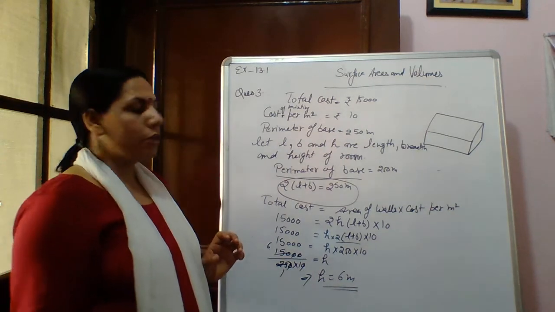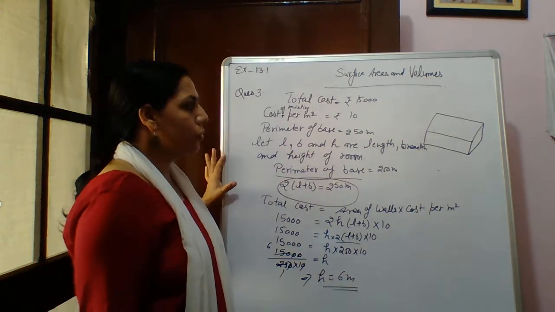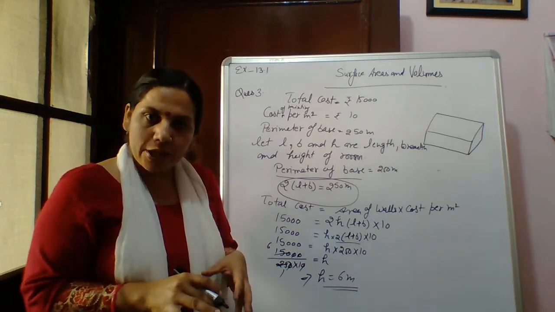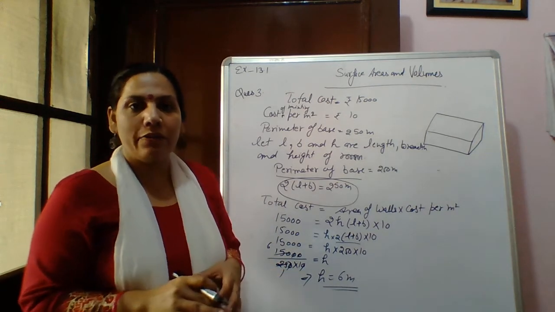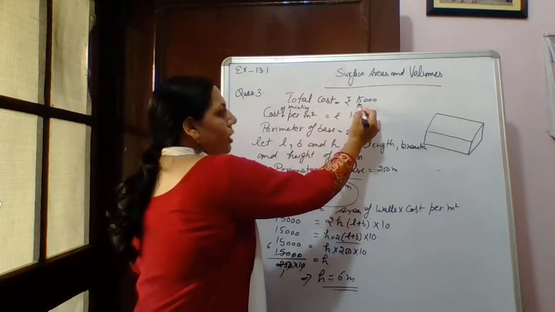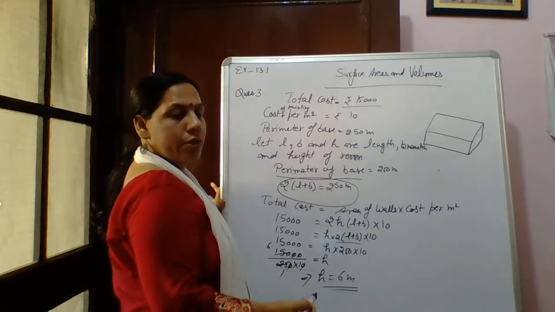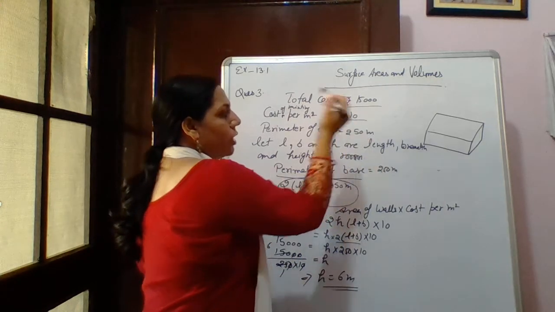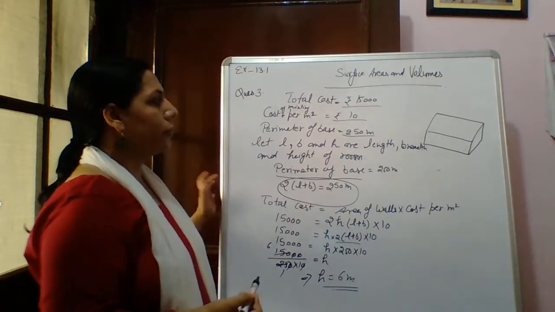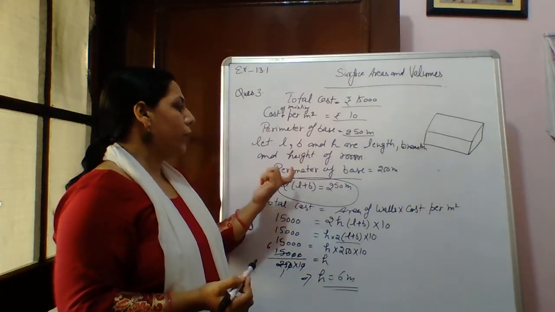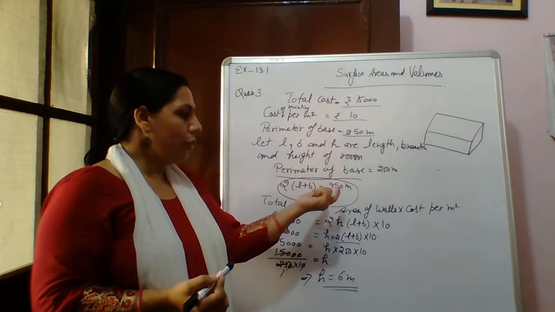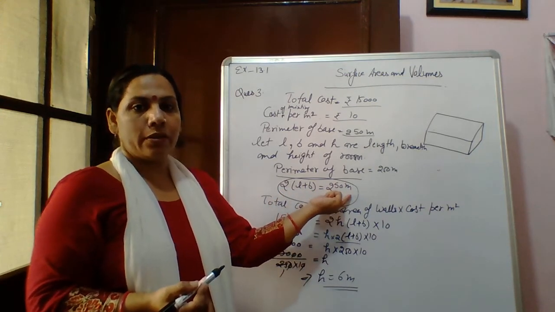Again I am explaining this question. This question is given in the opposite form of the two questions we have done so far. Here total cost is given, cost per meter square is given, perimeter of base is given. First of all we will write total cost, that is 15,000, cost per meter square, that is rupees 10, perimeter of base, that is 250 meters. Now for the base we can write 2 into (L plus B) equals 250 meters.